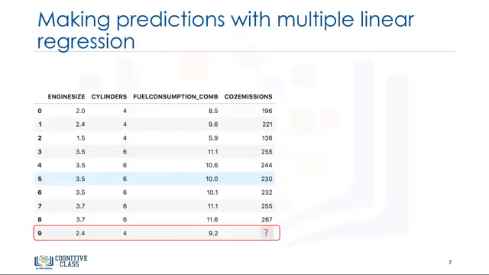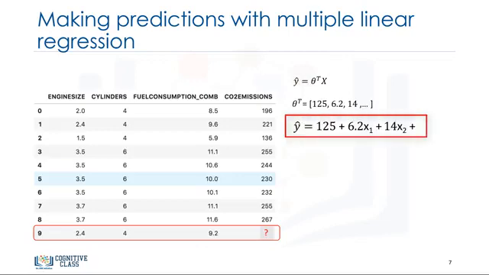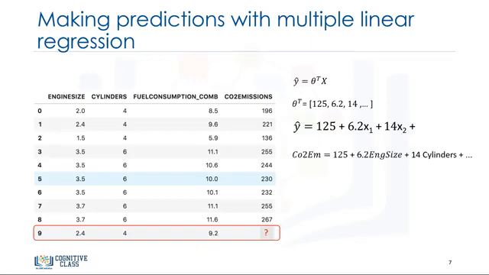After we find the parameters of the linear equation, making predictions is as simple as solving the equation for a specific set of inputs. Imagine we are predicting CO2 emission, or Y, from other variables for the automobile in record number 9. Our linear regression model representation for this problem would be y hat equals theta transposed x. Once we find the parameters, we can plug them into the equation of the linear model. For example, let's use theta 0 equals 125, theta 1 equals 6.2, theta 2 equals 14, and so on. If we map it to our data set, we can rewrite the linear model as CO2 emissions equals 125 plus 6.2 multiplied by engine size plus 14 multiplied by cylinder, and so on.